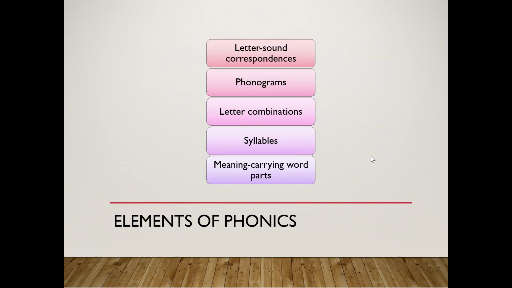Phonics then has 5 different elements, starting with letter-sound correspondence. Remember, we're beginning with phonological awareness and the sounds that letters make, and now we're moving into phonics. So phonics is where letters and sounds come together to make words. That letter-sound correspondence then builds to phonograms, then letter combinations, then syllables, and parts of words that have meaning, meaning-carrying parts.